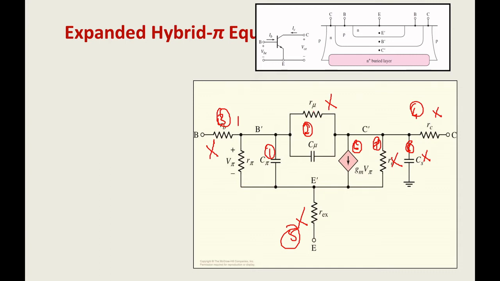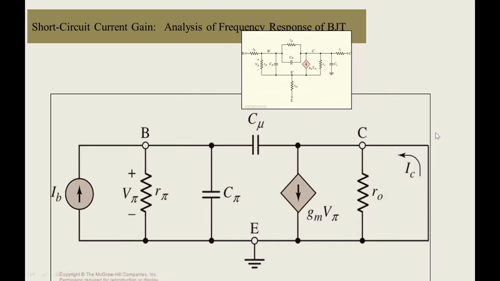This R mu will be very high, so the reactance will be larger, and this R mu will be considered as an open circuit in the higher frequency analysis because it is a resistance due to the reverse bias. So this R mu will be considered as an open circuit, so this also will be removed from the model. Everything will be removed from your circuit.